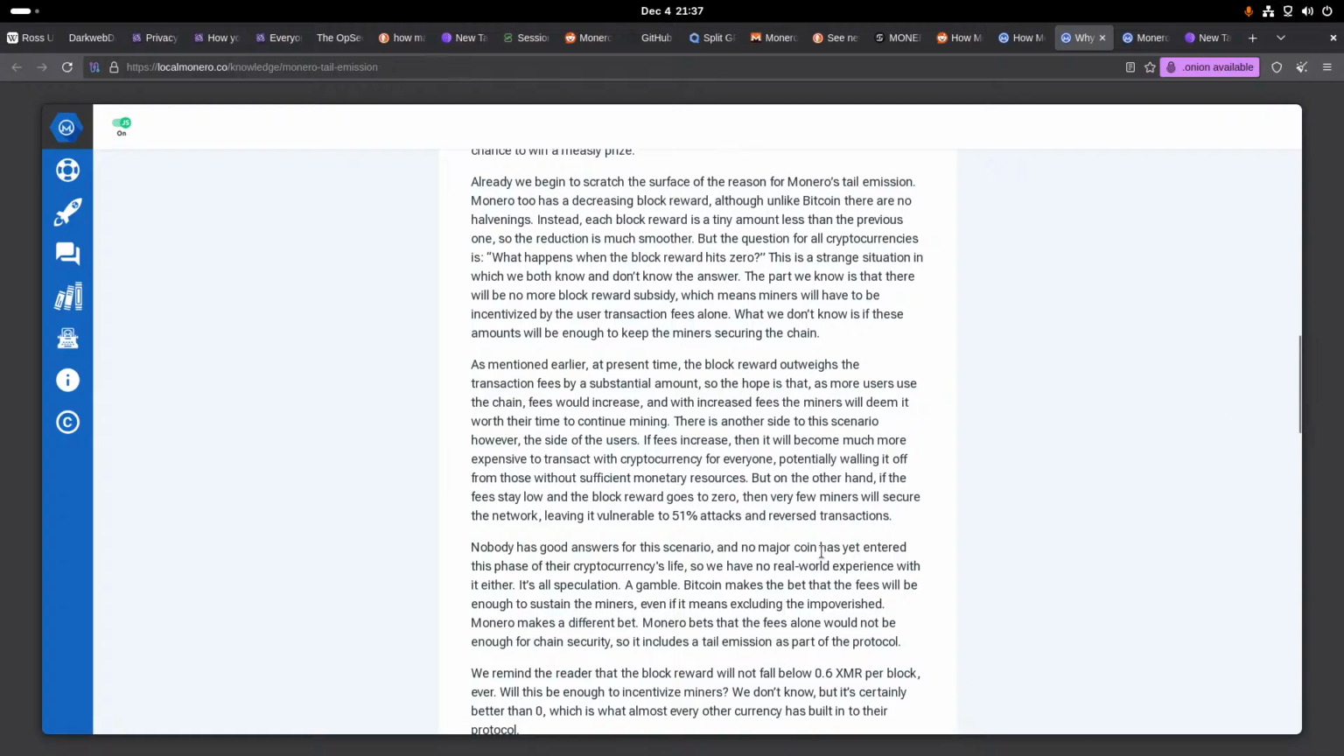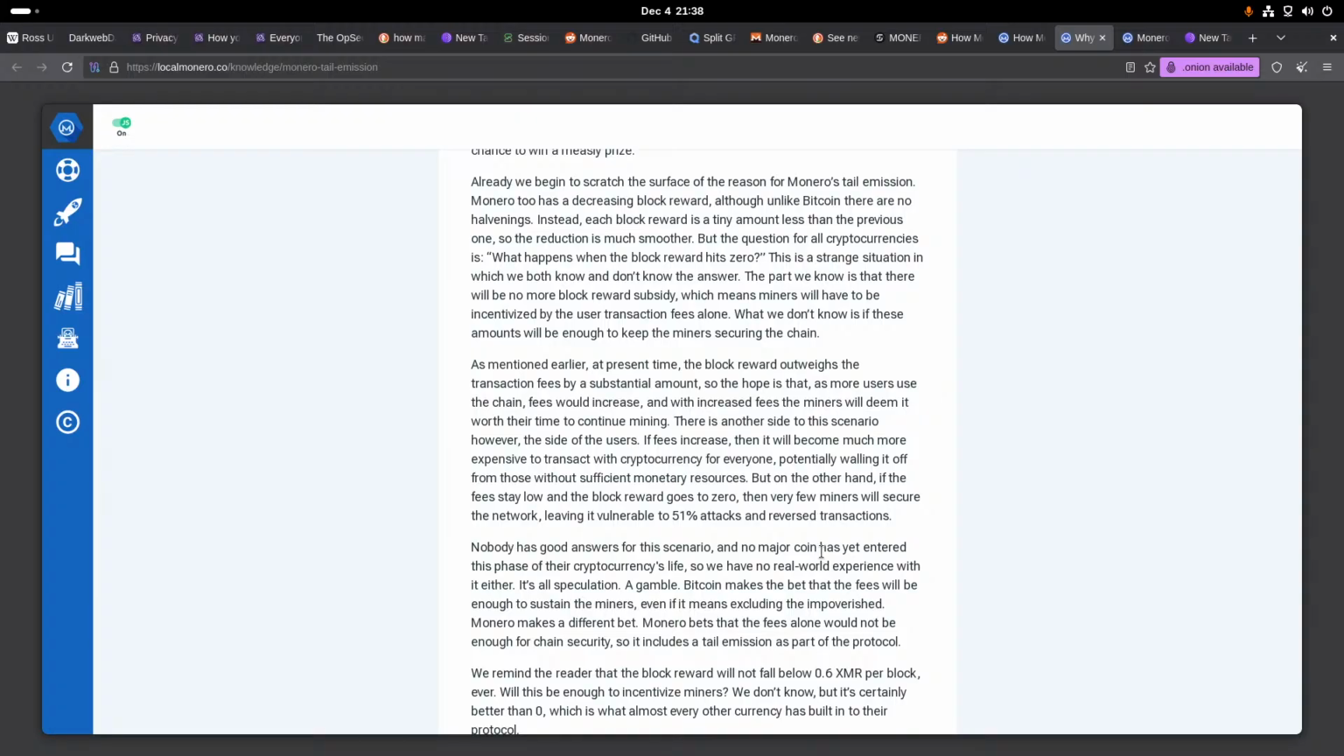Okay. So as mentioned earlier, at the time, the block reward outweighs the transaction fees by a substantial amount. So the hope is that more users use the chain, fees would increase, and with the increased fees, the miners will deem it worth their time to continue to mine.